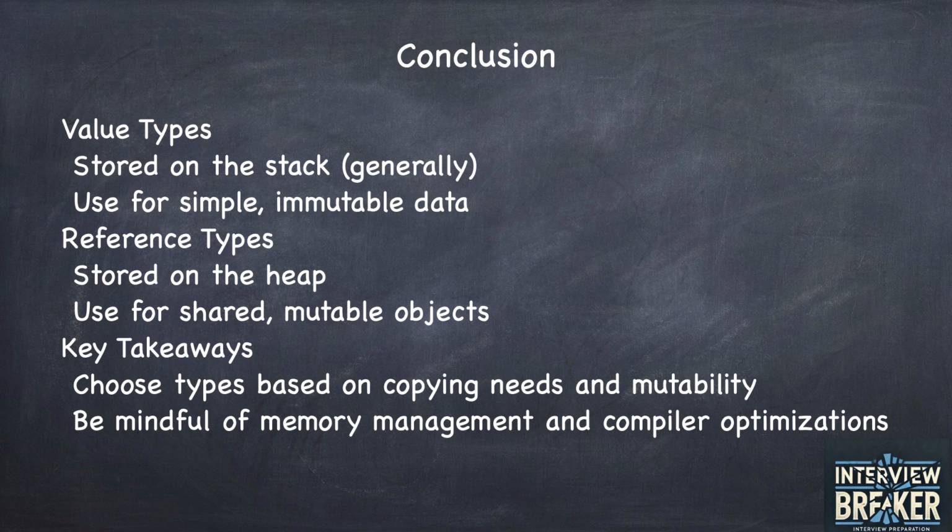Choose value types for data that benefits from copying and isolation. Opt for reference types when you need shared mutable state. Be mindful of memory management practices to prevent leaks and optimize performance. Understand how Swift's compiler optimizations might affect memory allocation. By leveraging this knowledge, you can write more efficient code, prevent common pitfalls related to memory management, and ultimately create better performing iOS applications.